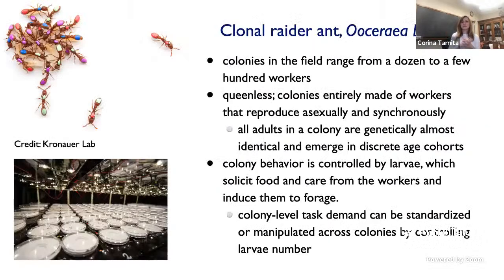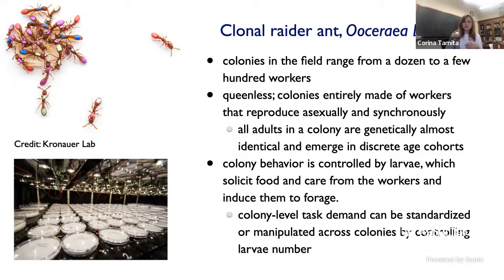And so the model system was this clonal raider ant, Ooceraea biroi. The way I probably naively think about it is basically like a very primitive army ant. So they are raider ants. They raid others, but they're not sophisticated and huge in their behavior. And the amazing thing about them is that they are fairly primitive, meaning that in the field, the colonies range from a dozen to 100 workers. They're very easy to maintain in the lab, which is wonderful. And they're particularly easy because they're queenless.